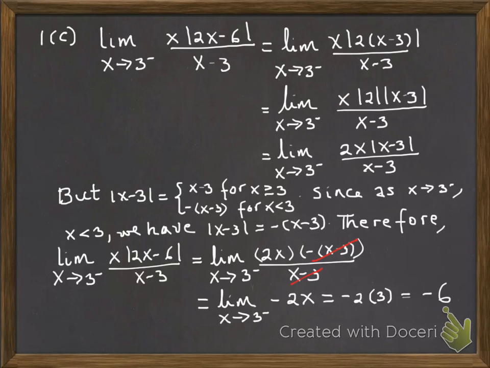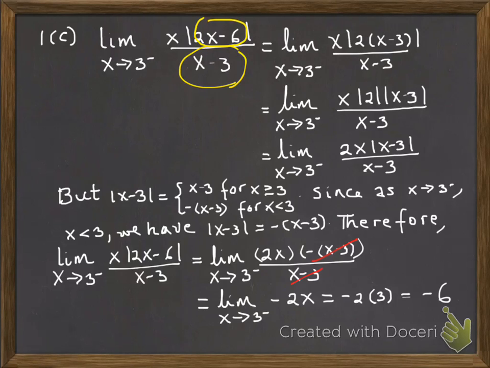1c, similar to the other two problems. So when you plug in x is equal to 3 in place of x, again we'll have division by 0. So the goal is to eliminate this expression x minus 3 using appropriate algebra. So one way to do it: to get the expression x minus 3, one can see that if you factor the thing in the absolute value, you get 2 times x minus 3.